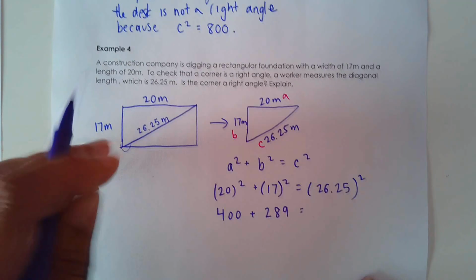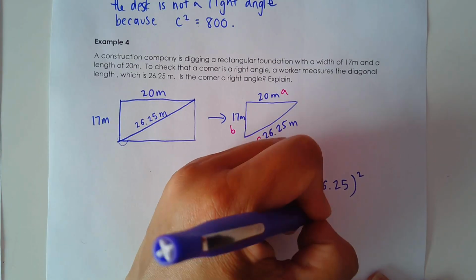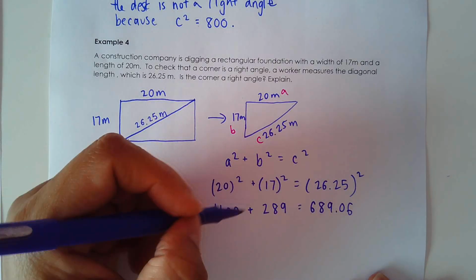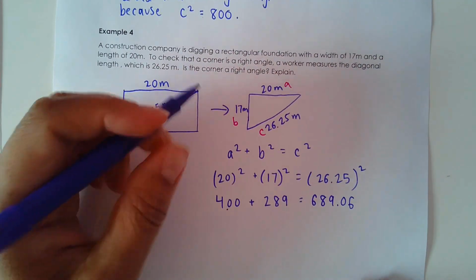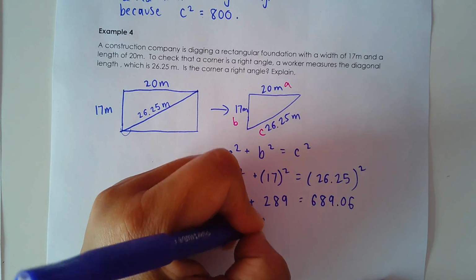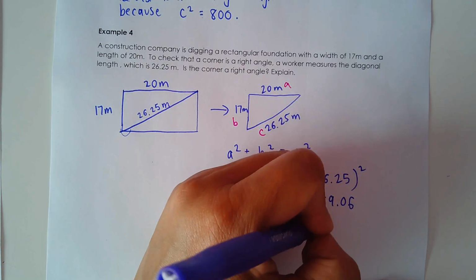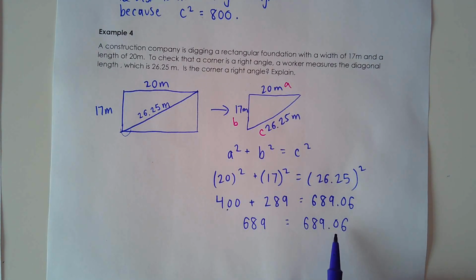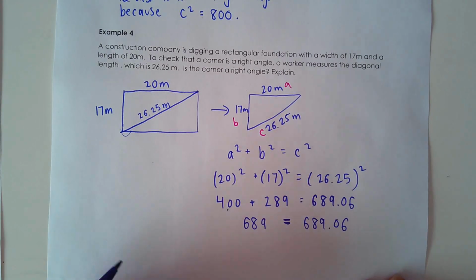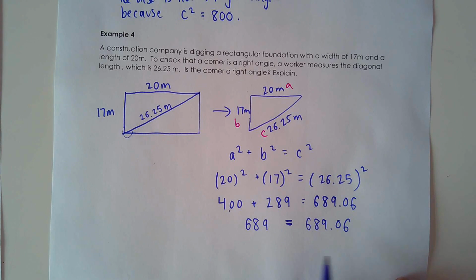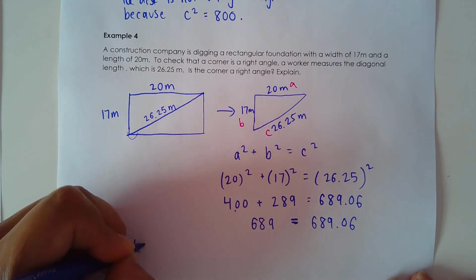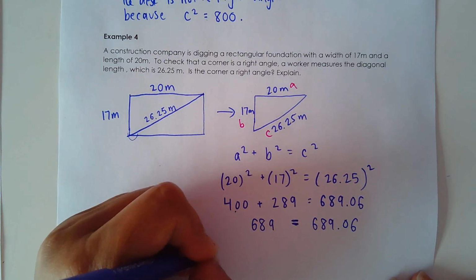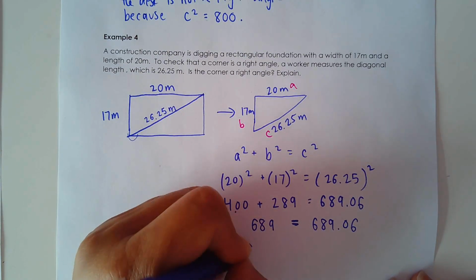And on the right-hand side, 26.25 squared is 689.06. And when I add 400 and 289 together, I get 689. And on the right-hand side, I have 689.06. So we can say that yes, this is a right triangle, even though it's off by just a very slight value here, the corner is a right angle.